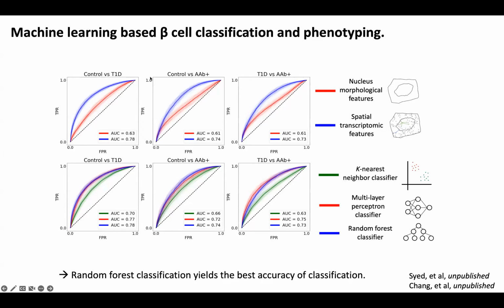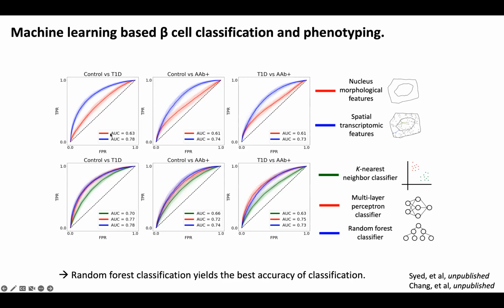The dashed line indicates about 50-50%, which means you couldn't differentiate. The blue lines indicate the classification accuracy based on the transcriptomic features, and the red line stands for the morphological ones. For the different group comparisons, we can see the transcriptomic RNA features outperform most of the morphological features. We also compared different kinds of classification algorithms, and the random forest stands out as the best approach.